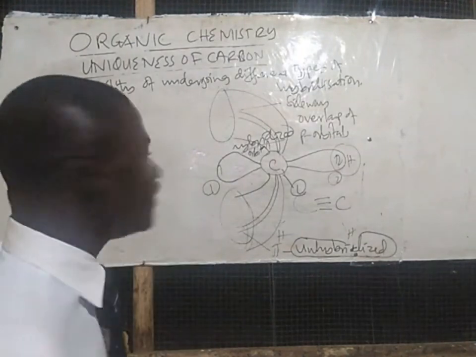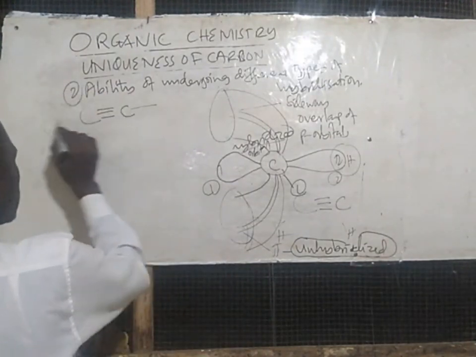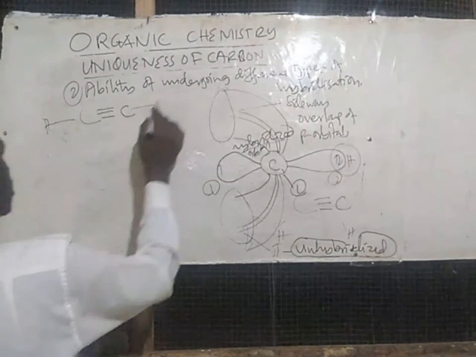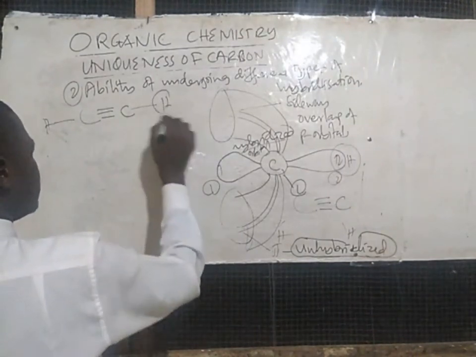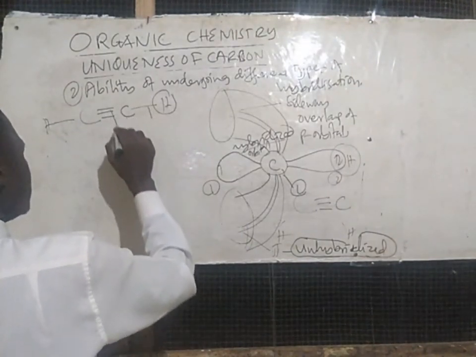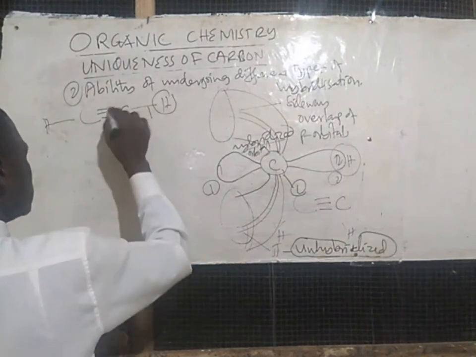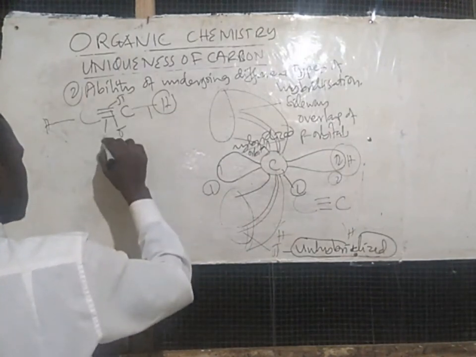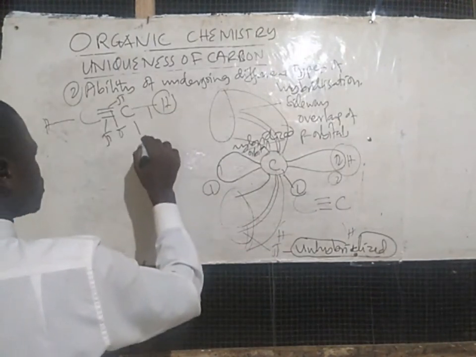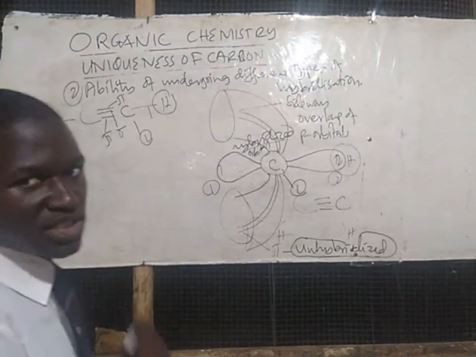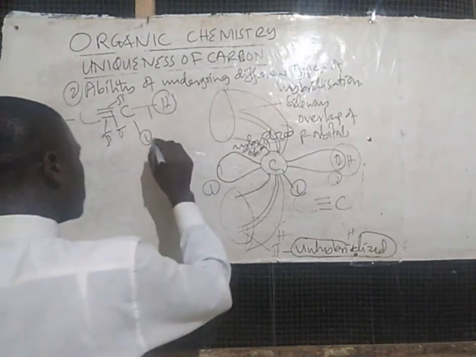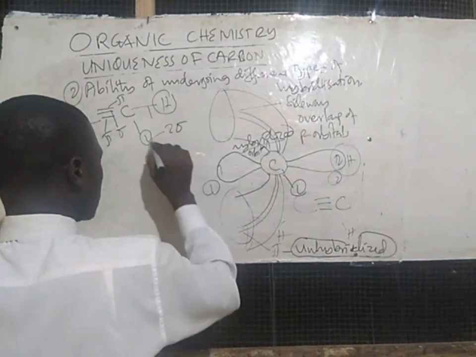So, for example, here if we have hydrogen, and here we have hydrogen, the bond here will be sigma. Here we'll have one sigma bond, then we'll have a pi bond and another pi bond. So for the case of this carbon, let's say it's carbon number one, this carbon will require two sigma bonds and two pi bonds.